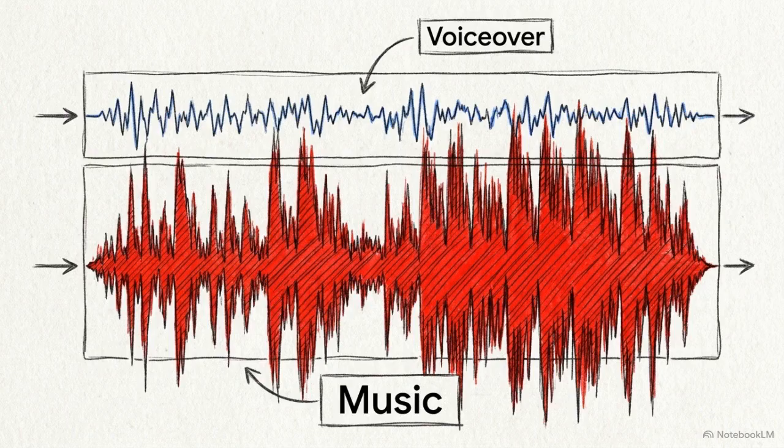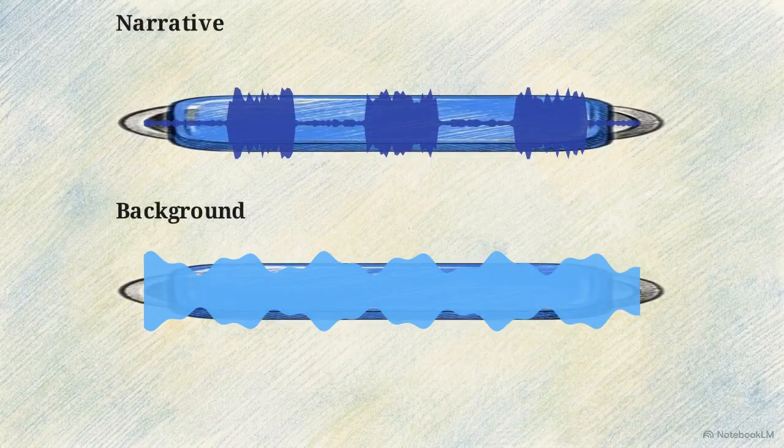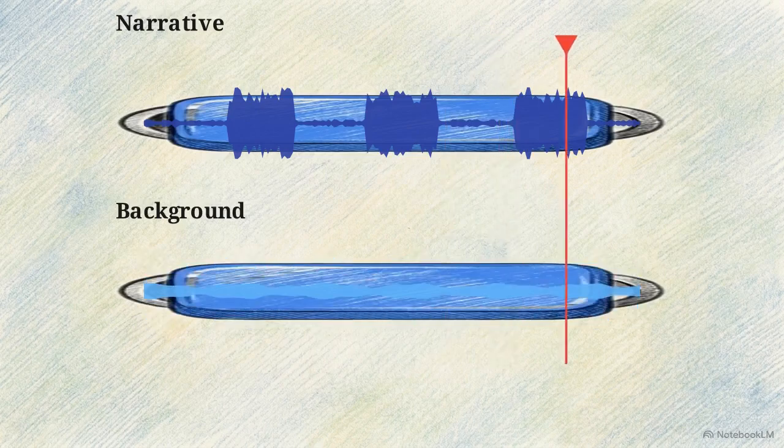A frequent mistake at this stage is letting the new music play at full volume, which completely drowns out the primary voiceover tracks. Instead of manually keyframing the volume down every time someone speaks, we use automated audio ducking. This audio graph demonstrates the solution. We tag our music track as background and our spoken recordings as narrative. The system automatically compresses the background music whenever the narrative track spikes above it.